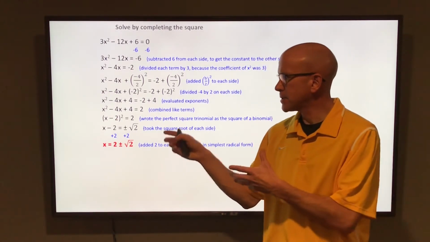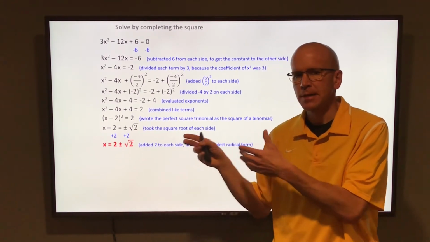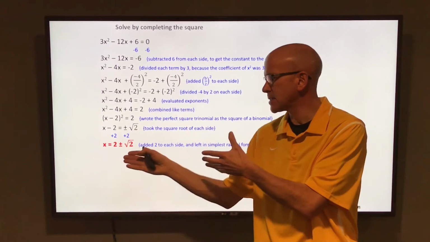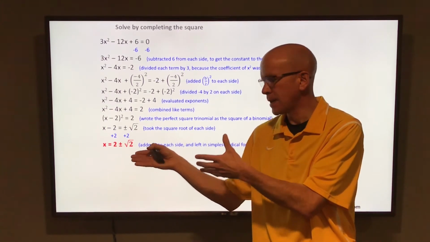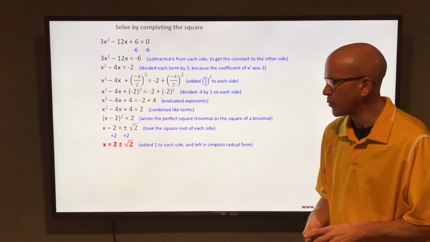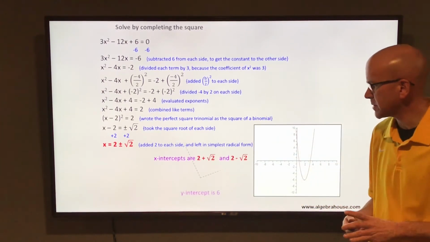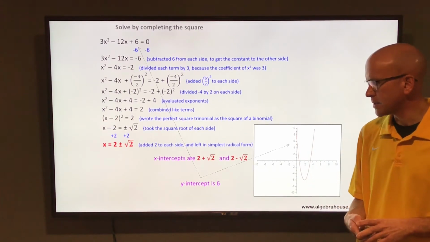So that is that equation solved for x, and those are the x-intercepts. This parabola would hit the x-axis at 2 plus the square root of 2, also 2 minus the square root of 2. Now that is radical form. You could go to decimal form if you wanted to. So if we graph this, you're going to see it hits the x-axis at 2 plus the square root of 2 and also 2 minus the square root of 2.